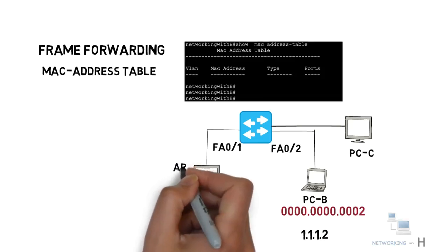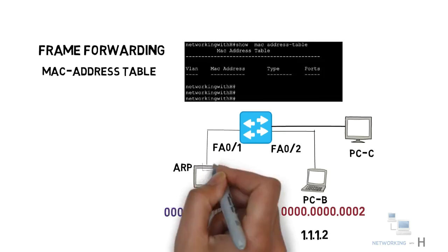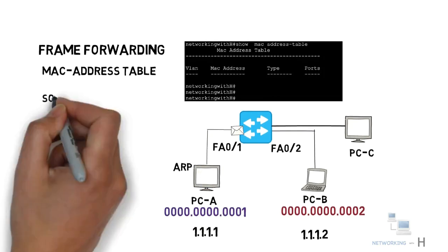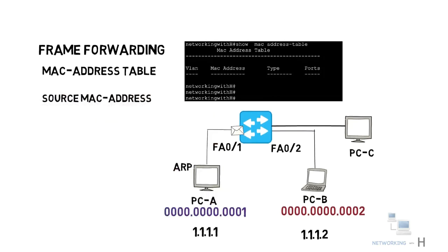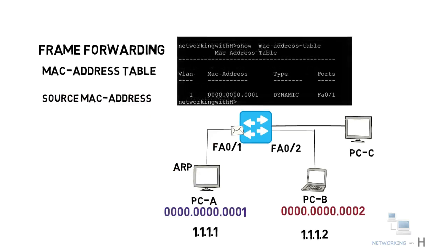Next, to communicate with PC B, PC A sends an ARP message. ARP in a nutshell is a communication protocol used to resolve the layer 2 address associated with the layer 3 address, that is the IP address. PC A sends a frame and the switch receives the frame from PC A on FA0/1. The switch examines the source MAC address and compares it to the MAC address table. If the MAC address is not available in the MAC table, it associates the source MAC address of PC A with the ingress port FA0/1 in the MAC address table.